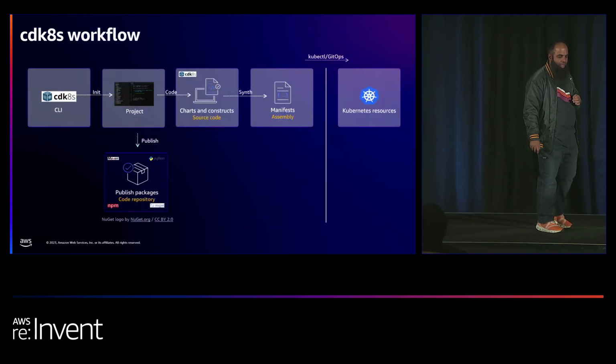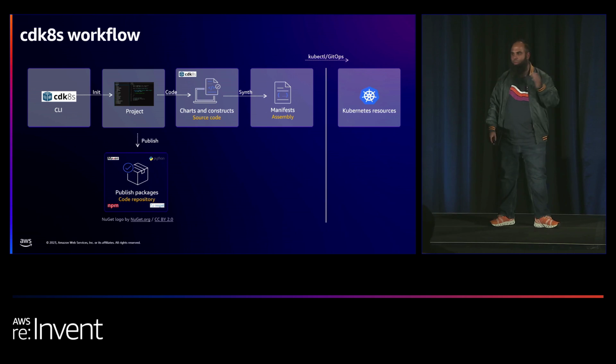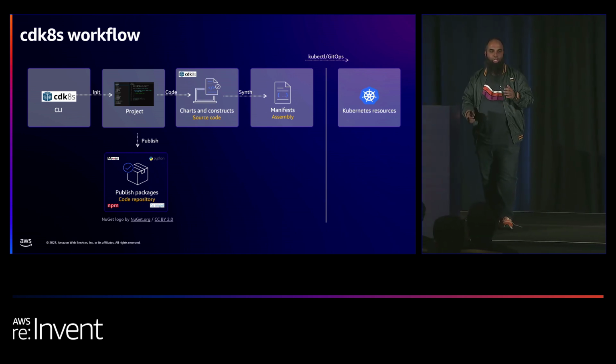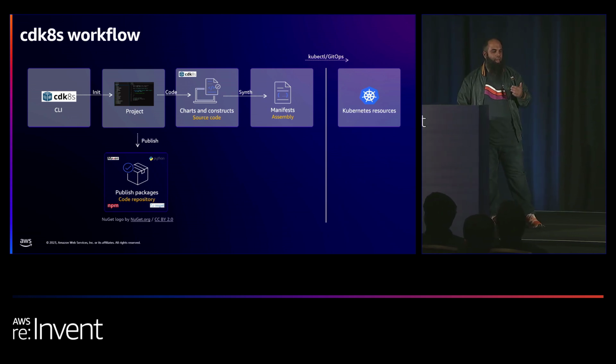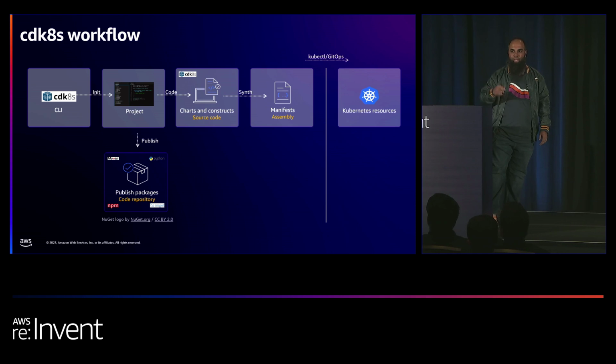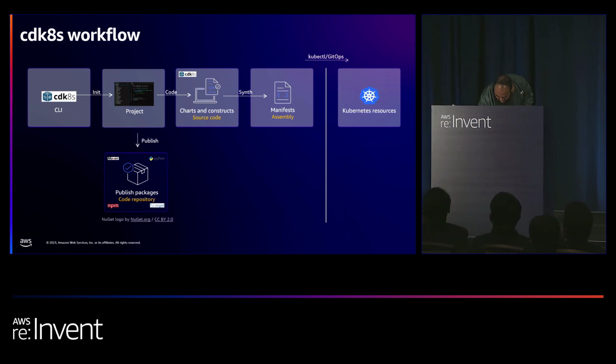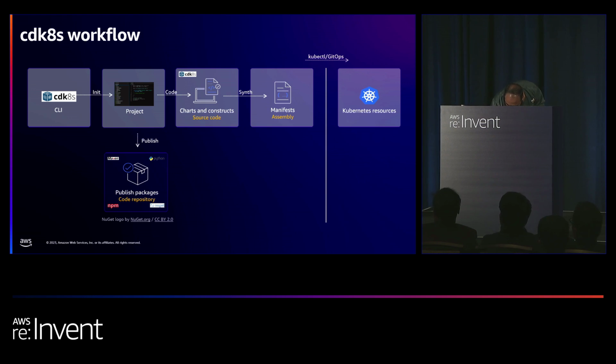From a workflow perspective, this is basically what it looks like. So you have the CLI. You again create a project with CDK8S and initialize the project. And then you can write charts and constructs in this case, and then synthesize it to a manifest file. And then you can use kubectl or GitOps or any other thing that you use in terms of actually creating or provisioning those resources on Kubernetes. So quickly with that.